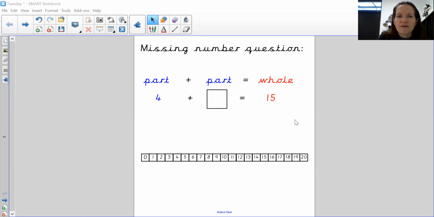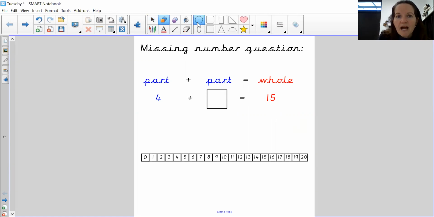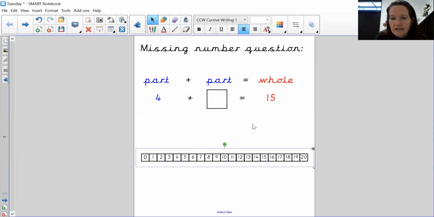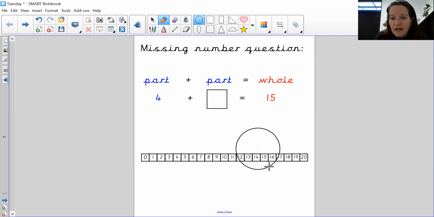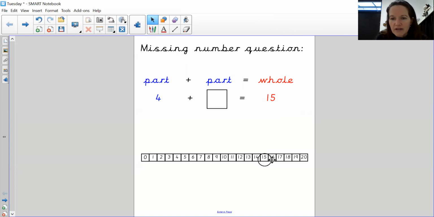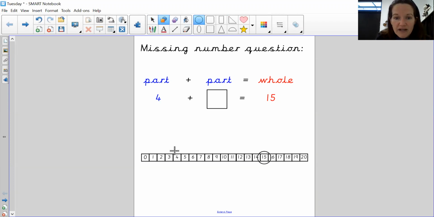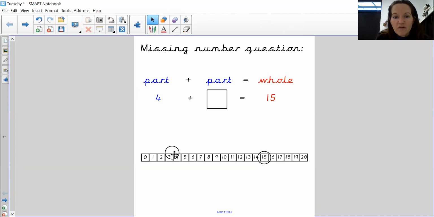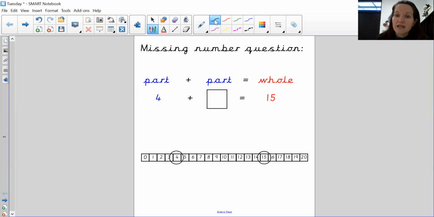Okay, let's solve it together. So I have 4 plus something equals 15. Now, how do I solve these types of questions? There's a few different ways, but today we are going to look at counting on, okay? If I look at my whole, I'm going to say, okay, so my whole is 15. So on my number line, I am going to circle 15. So that is my whole. And then I know that my other information is I have the number 4. So I've got 4 and I've got 15. So what I'm going to do is count on to find my other part to get to 15. So I'm going to start at 4.